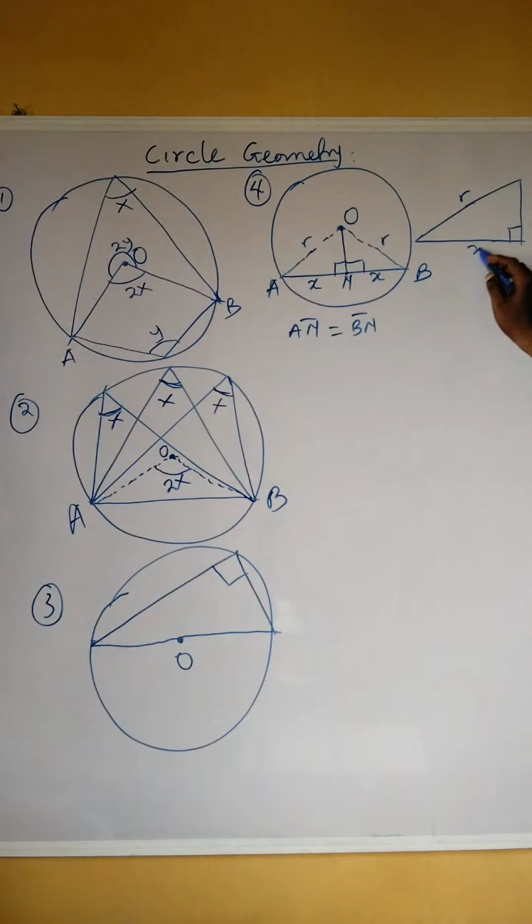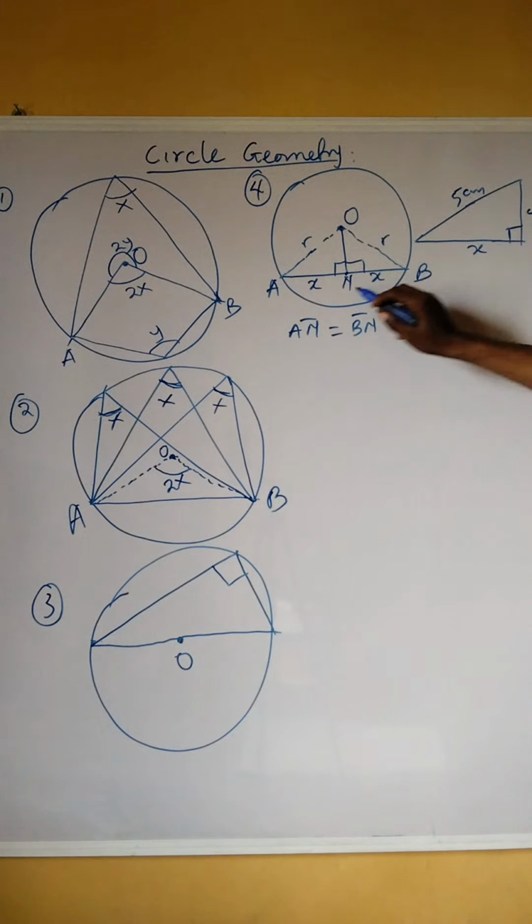So once we are able to get x, let's call this 5, let's call this 4. So assuming we are given the distance from the center to the chord to be 4 centimeters and the radius to be 5 centimeters, and we are finding the length of the chord. So just use Pythagoras theorem here and get the value of x.